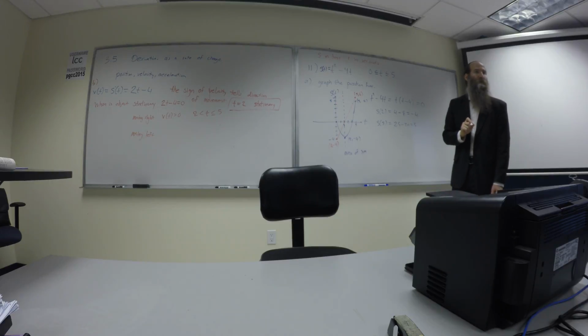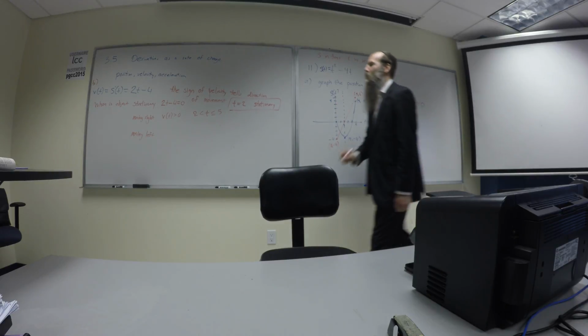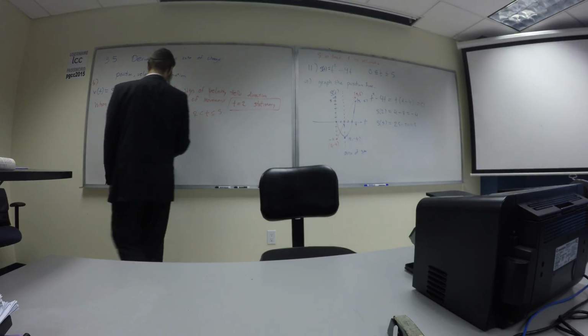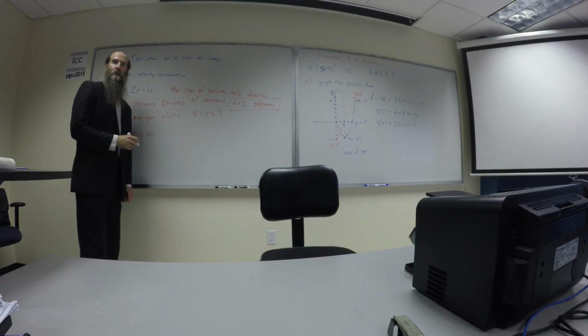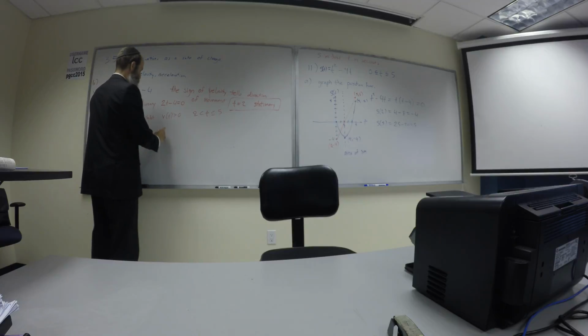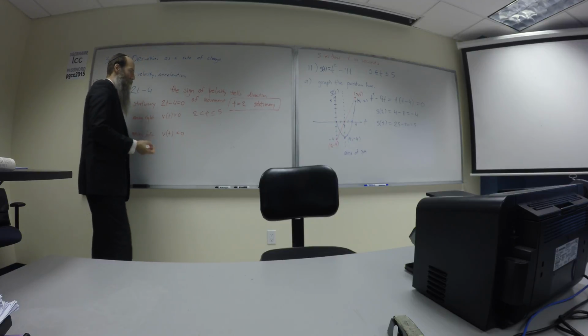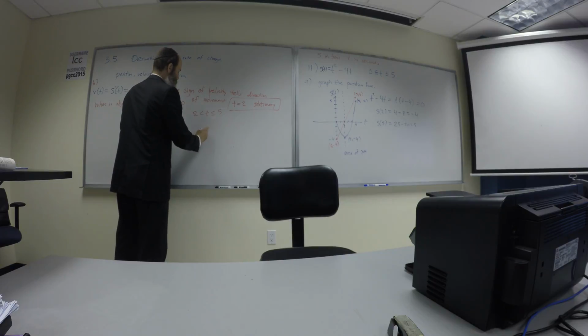Agreed? Okay. When is he moving left? All of the values in our interval, 0 to 2, not inclusive. We need to know when v of t is less than 0. When is it negative? 0 less than or equal to t less than 2.